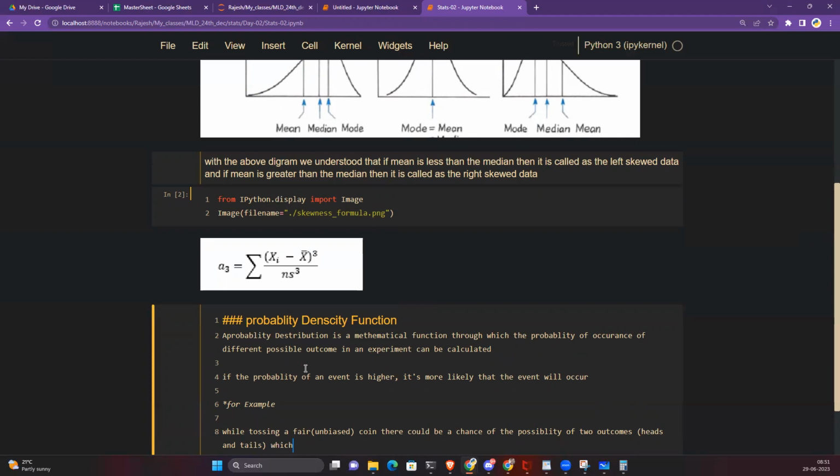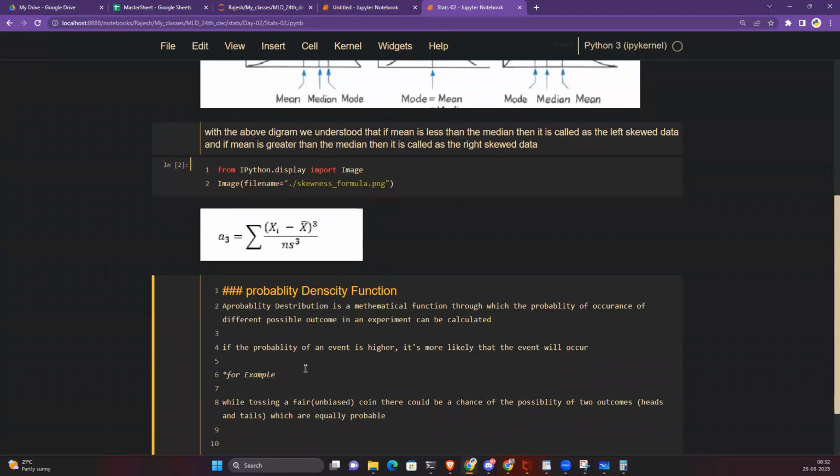Which are equally distributed, equally probable. What do you mean by that? If you are going to throw a coin, it can be head or tail. And what is the possibility of head coming and tail coming? Equal, right? It can be head, it can be tail, no matter at all. Equally probable.